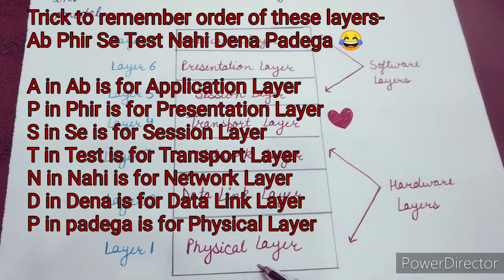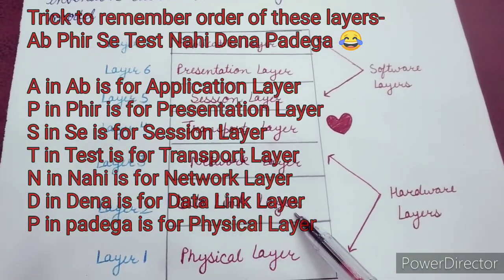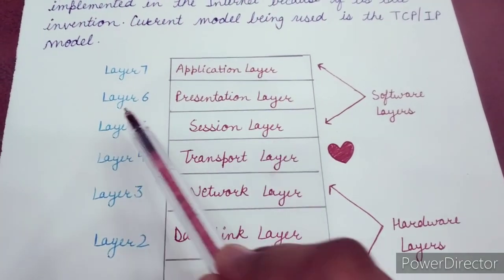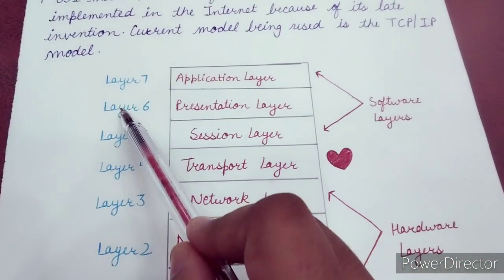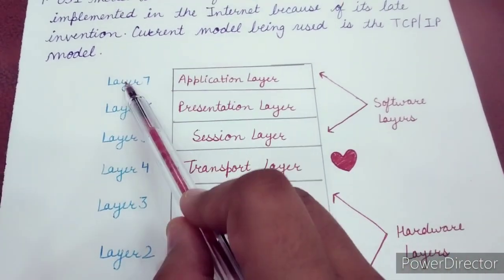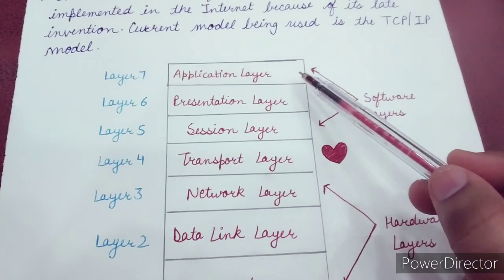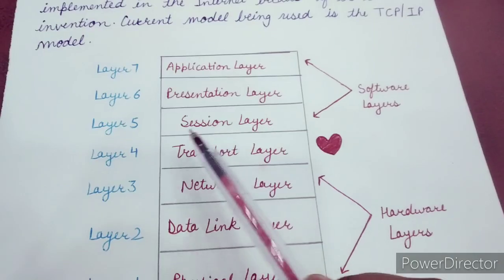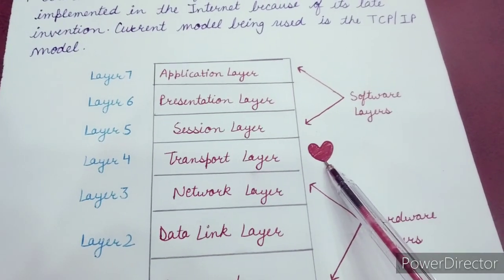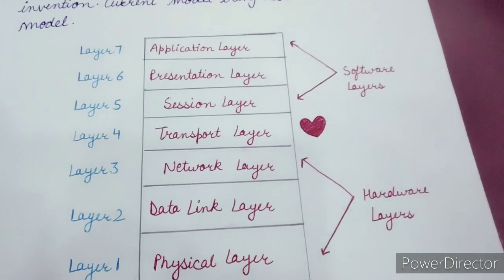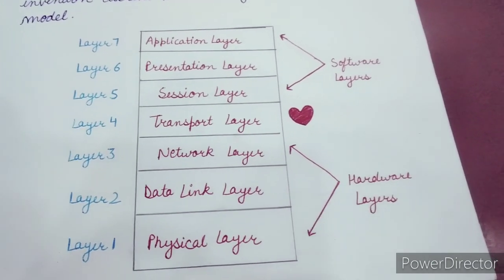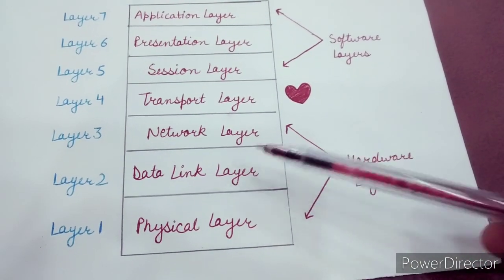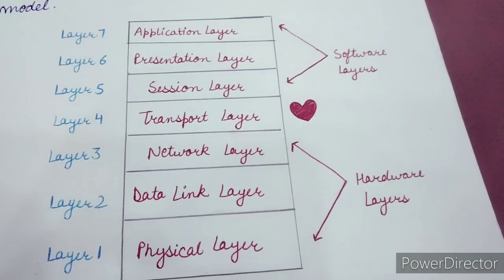Layer 1, physical layer. Layer 2, data link layer. Layer 3, network layer. Layer 4, transport layer. Layer 5, session layer. Layer 6, presentation layer. Layer 7, application layer. The application layer, presentation layer and session layer are known as software layers. The transport layer is the heart of the OSI model because it creates connectivity between the software layers and hardware layers. The network layer, data link layer and physical layer are hardware layers.